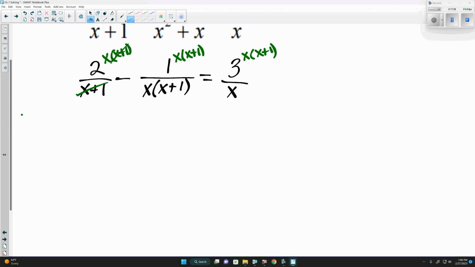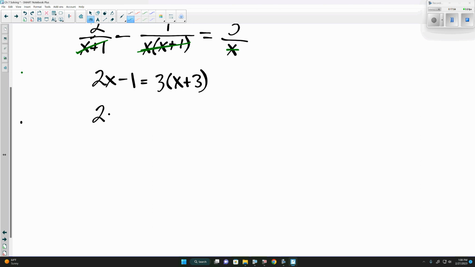So in our first one, the x plus 1 and x plus 1 cancel. In the middle one, everything simplifies. In the last one, our x and x. So what that leaves us with in the first one is 2 times x, which is minus, equals. Yes. And if we multiplied it through, we would get that 2x minus 1 is equal to 3x plus 3.